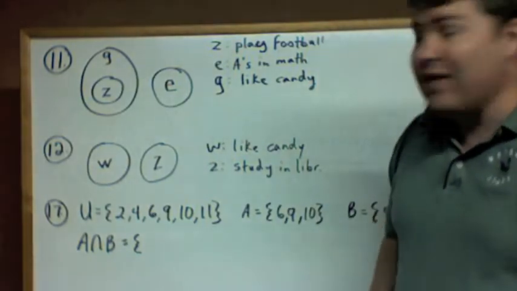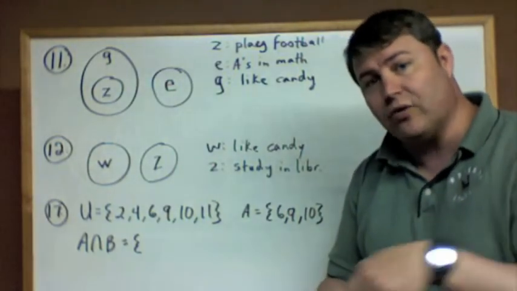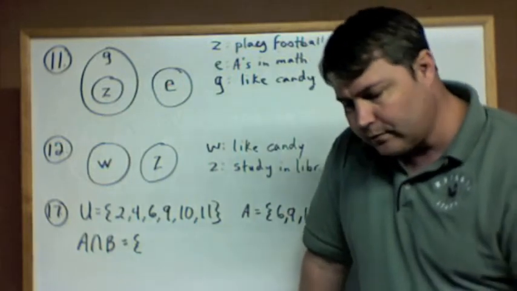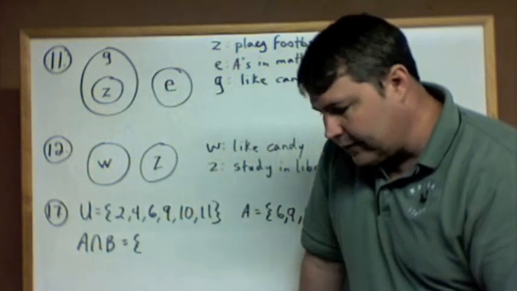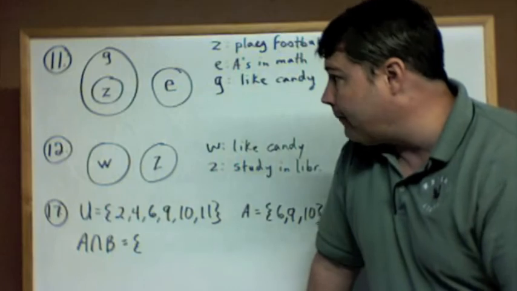Anyway, and then they're going to ask you a question. The answer to the question will be one of three things: sometimes, always, or never. It's one of those sometimes, always, never questions that we've seen before. The number of students who like candy are blank, sometimes, always, or never, the same students who play football.